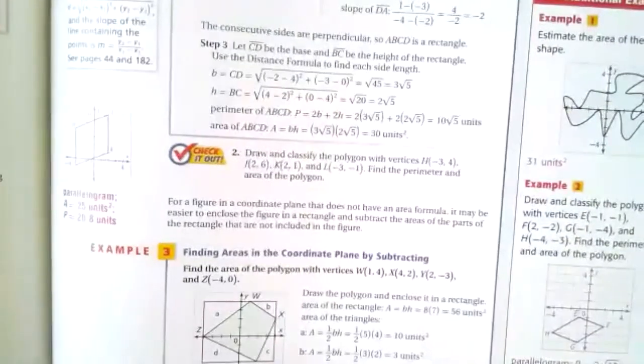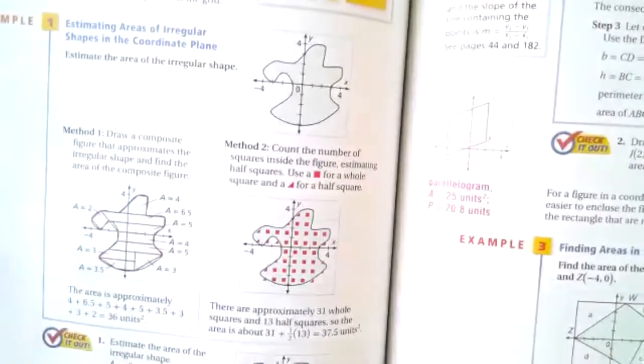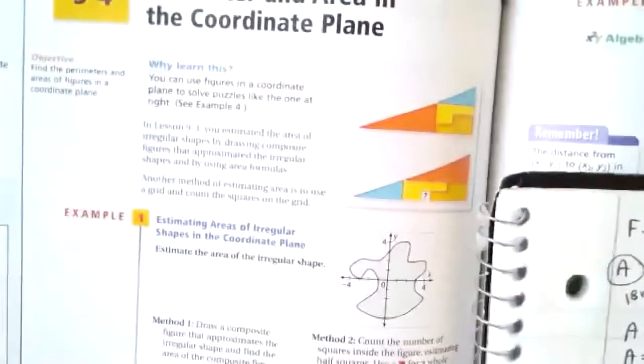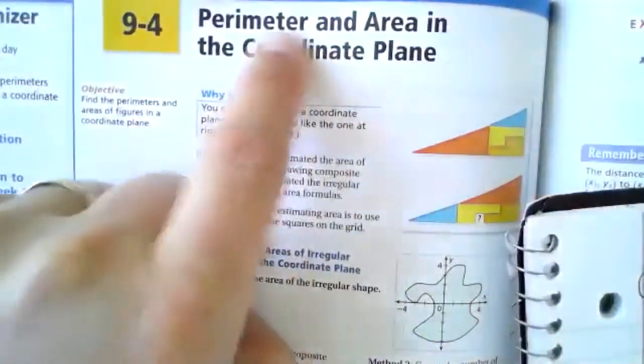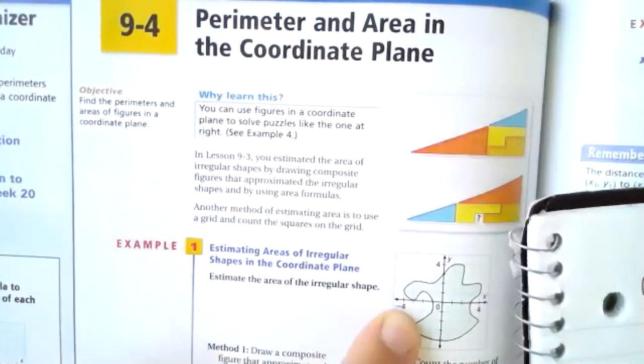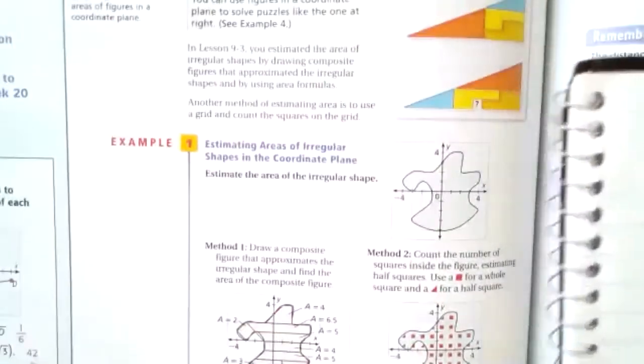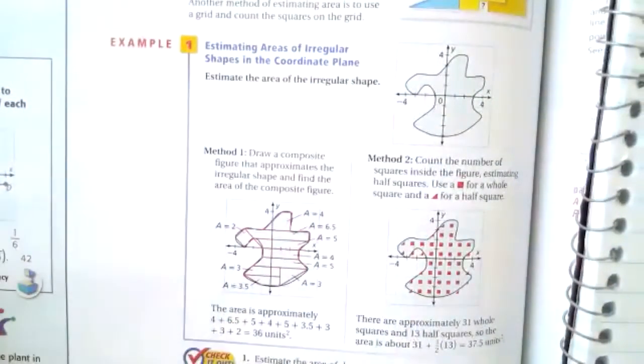Okay, so we're going to go over to section 9.4, and we're going to talk about a new topic, perimeter, and well, obviously it's an old topic, but perimeter and area. But this time we're going to do it in the coordinate plane, and I'm not really using the right paper for this. I really need coordinate grids to be able to do what I'm fixing to do.